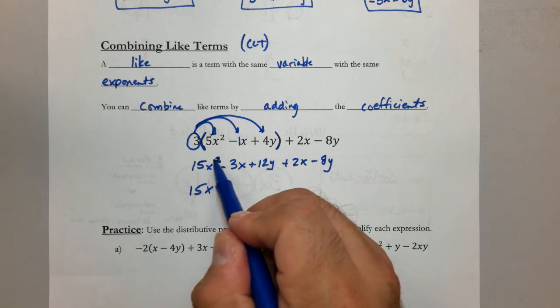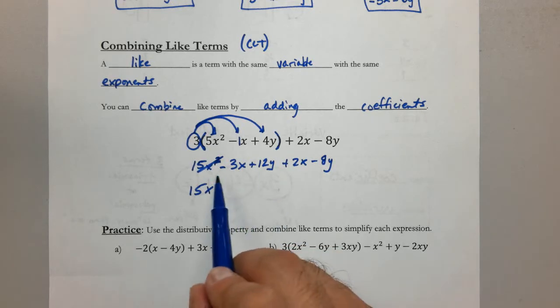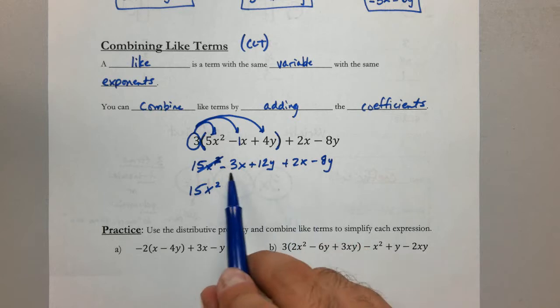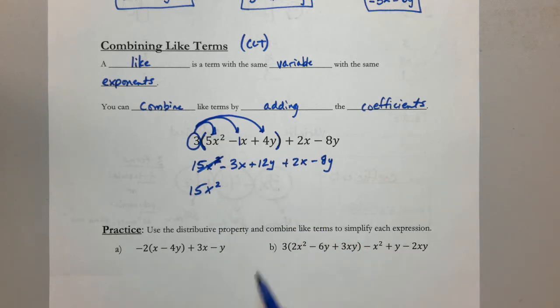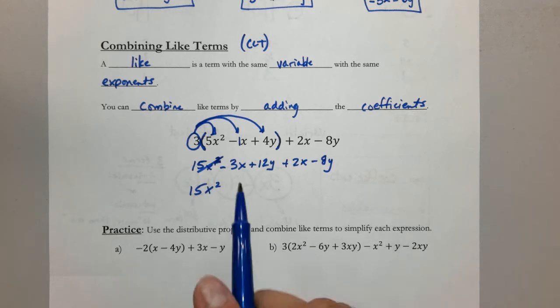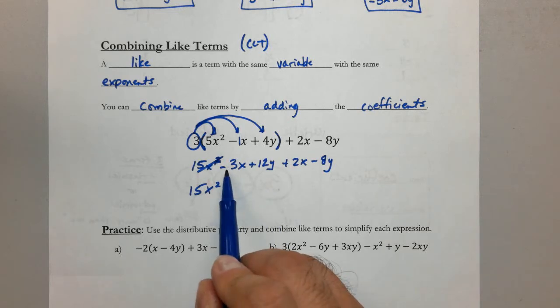And as I do these, I like to scratch them out so that I don't miss one, or that I at least know that I've accounted for everything. The next one that I'm going to do is x. And if you're wondering what kind of order does it go in, it goes from the highest exponent to the lowest exponent to having no variables at all. And I typically go alphabetically. So I'm going to stick with x's now.